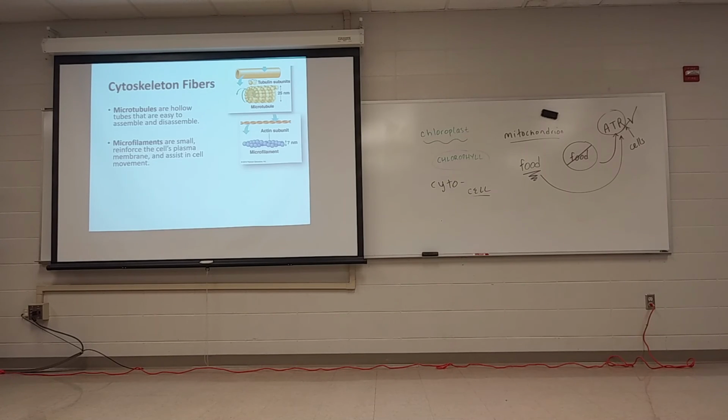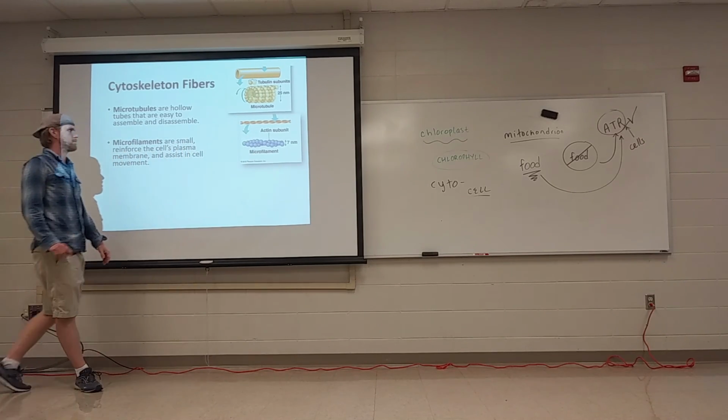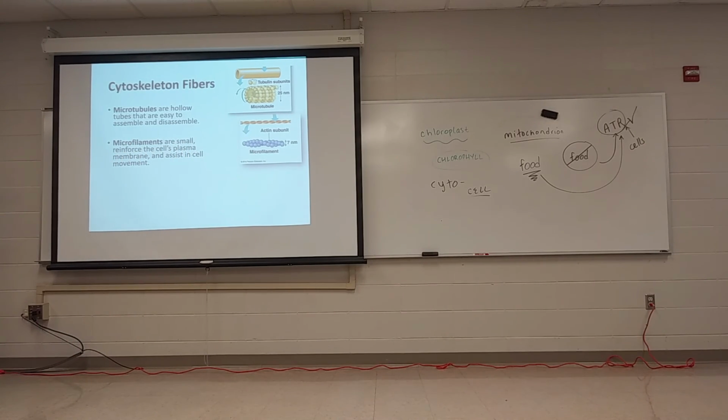Microfilaments are small. They tend to reinforce the cell's plasma membrane, so you have the phospholipid bilayer that makes up the plasma membrane, but you've also got microfilament reinforcement. You can see that they're quite small. The actin subunits make up microfilaments.